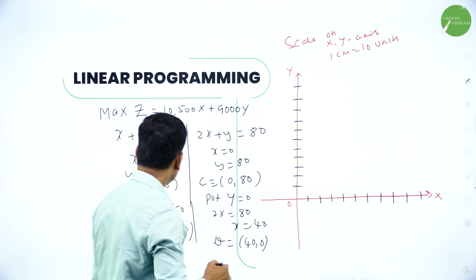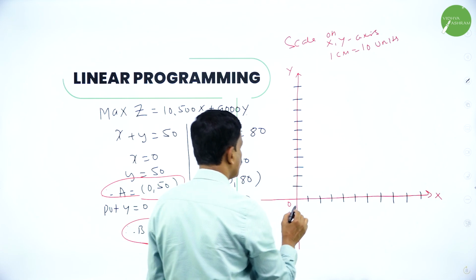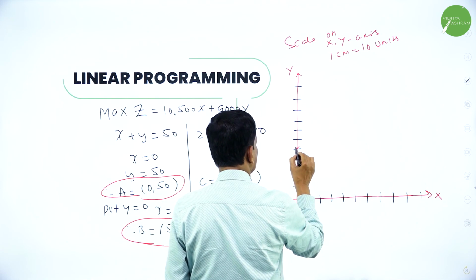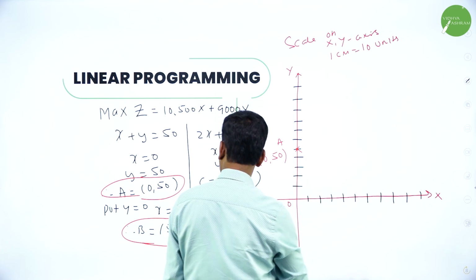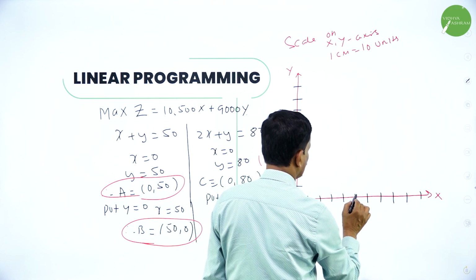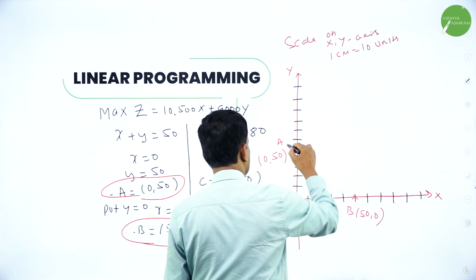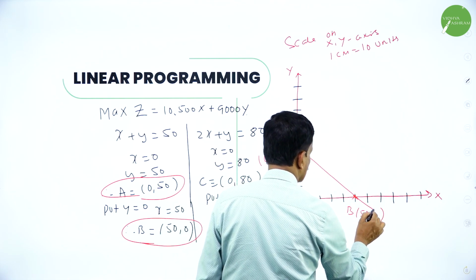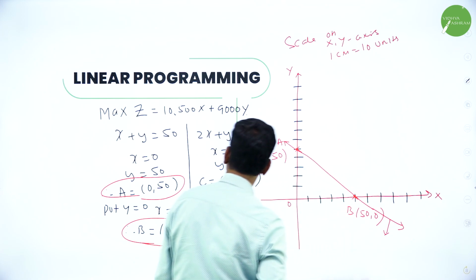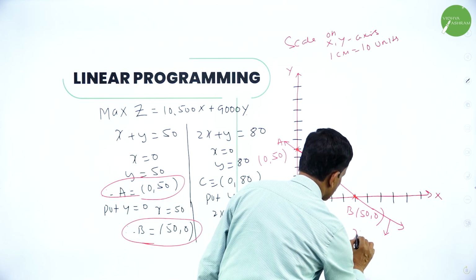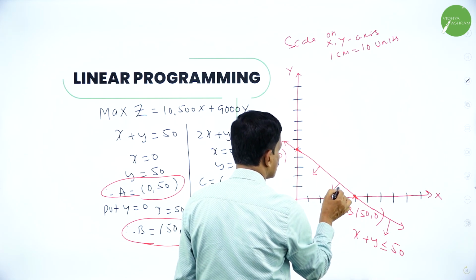Okay. First point, what is A? A is (0, 50), B is (50, 0). A (0, 50), then 10, 20, 30, 40, 50 for B (50, 0). Now just draw this straight line. What is this equation? x plus y is less than or equal to 50. Since it is less than or equal to 50, the feasible region is towards the downwards direction.